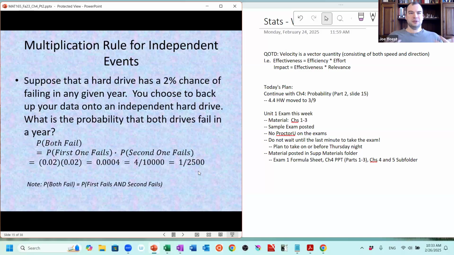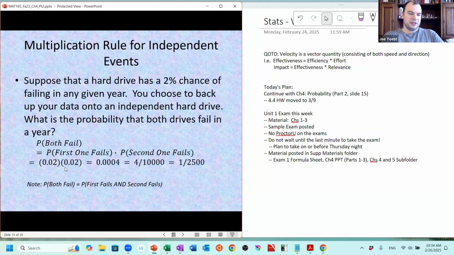So by having 2 hard drives, one that's backing up the other one, I go from basically a 1 in 50 chance, or a 2% chance, of losing my data to maybe 4 parts in 10,000, or a 1 in 2,500 chance of losing my data. I basically just square the probability of losing my data. And when a number is small, its square is smaller.